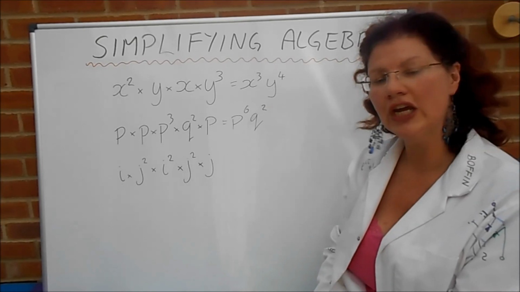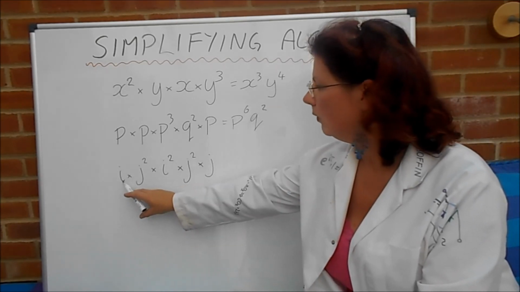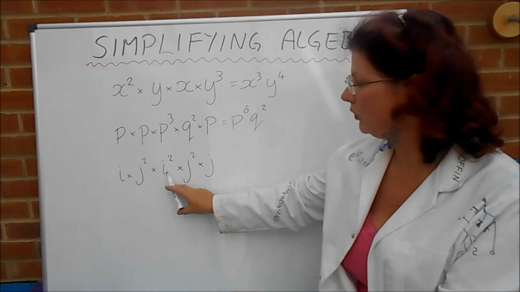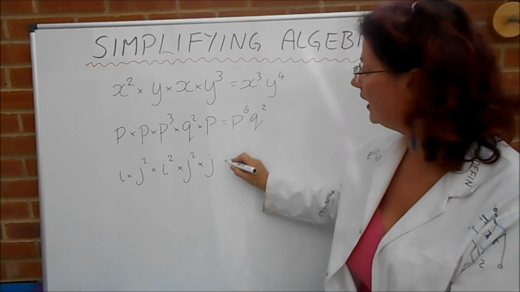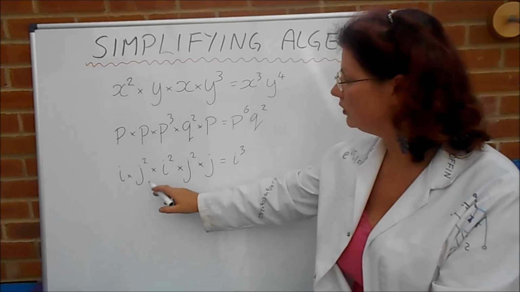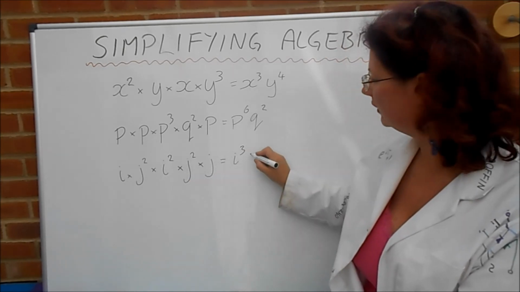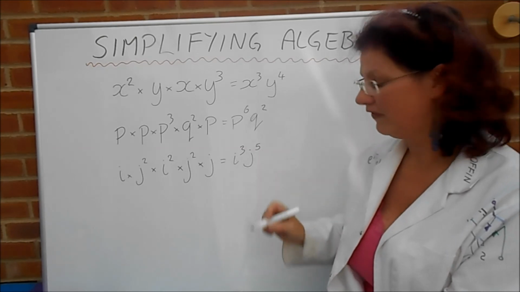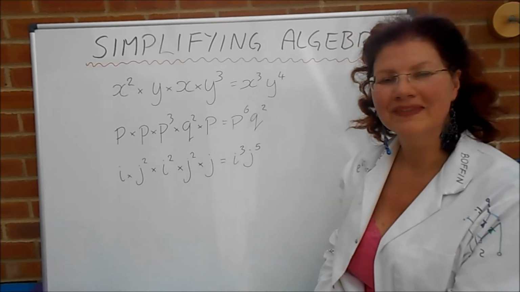And then for the i's and j's, we've got 1 i there, 2 more there, that's all, isn't it? So that's i cubed. And then for the j's, we've 1, 2, 3, 4, 5 j's. j to the 5th. There, that wasn't too bad, was it?